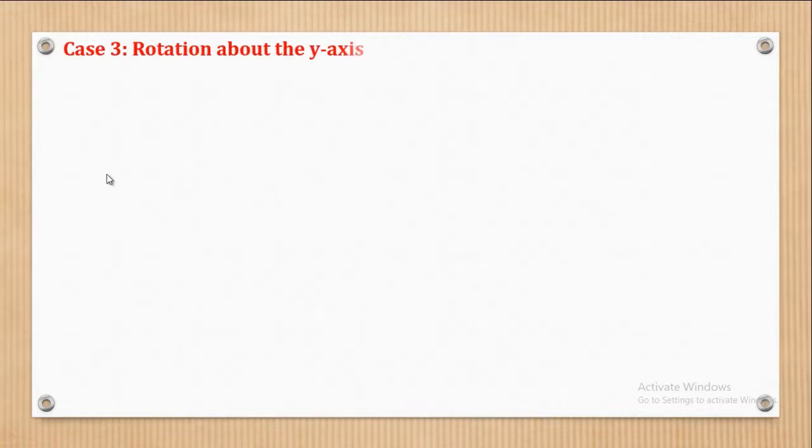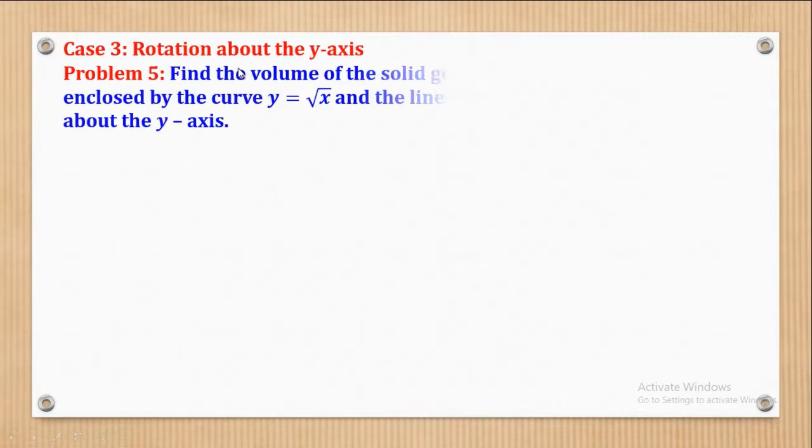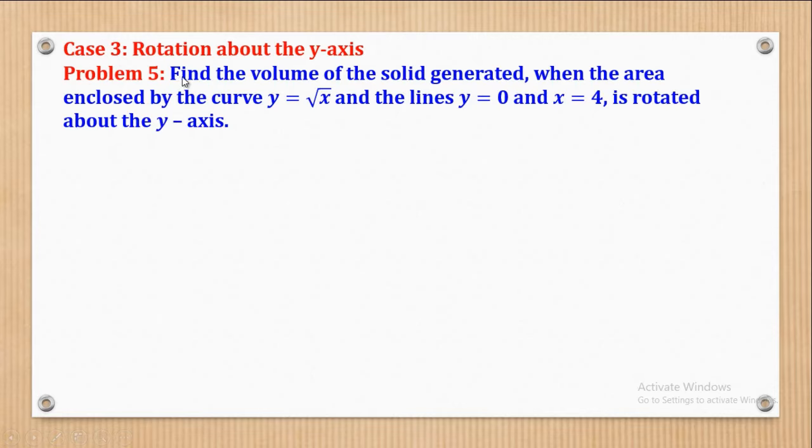So now we shall go to case 3, where rotation is about the y-axis. So problem 5 says, find the volume of the solid generated when the area enclosed by the curve y equal to root x and the lines y equal to 0 and x equal to 4 is rotated about the y-axis. So the first thing to do is to get the intercept, which will be 0, 0, and after that we shall sketch.